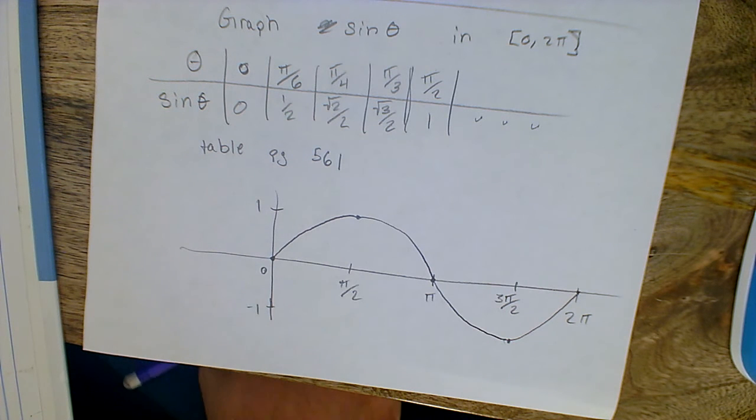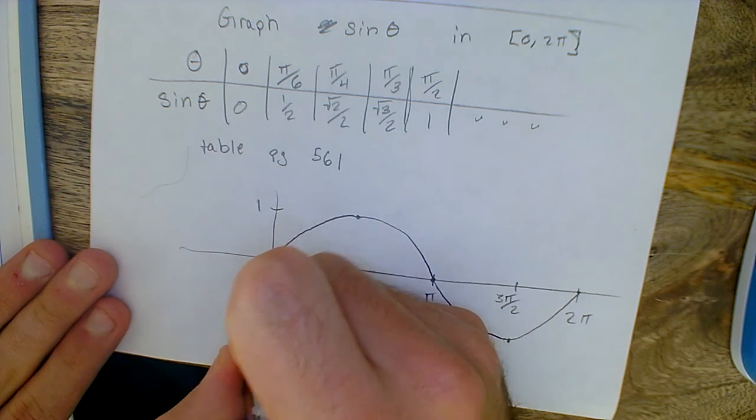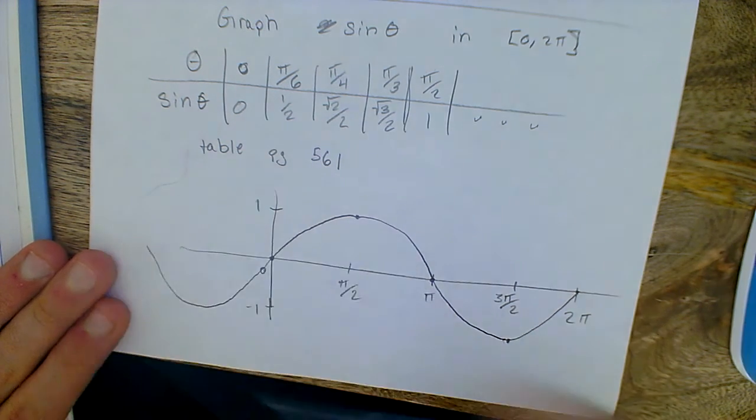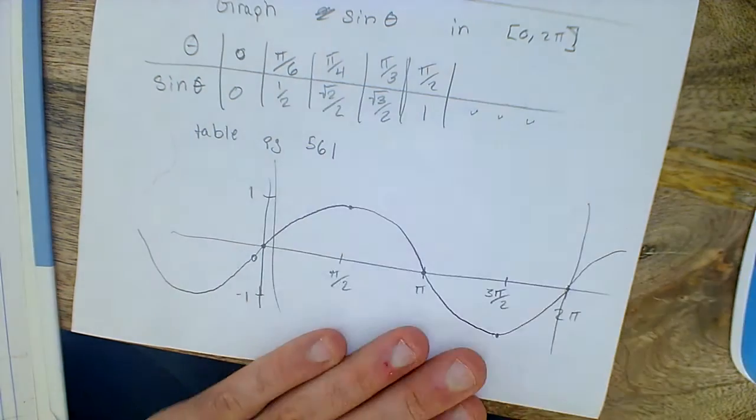There. So that would be the graph of a sine function. Okay? So this is one cycle of the sine function. If you wanted to draw other cycles, it just keeps repeating this same thing. But this interval here is one cycle.